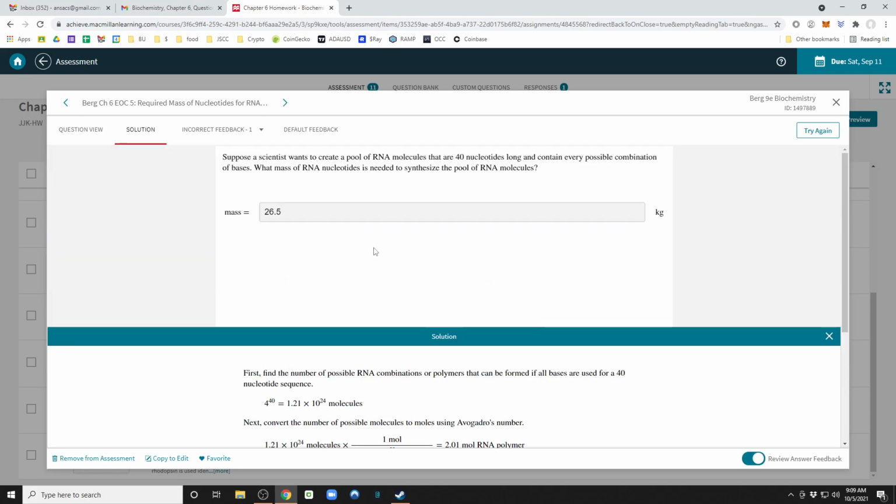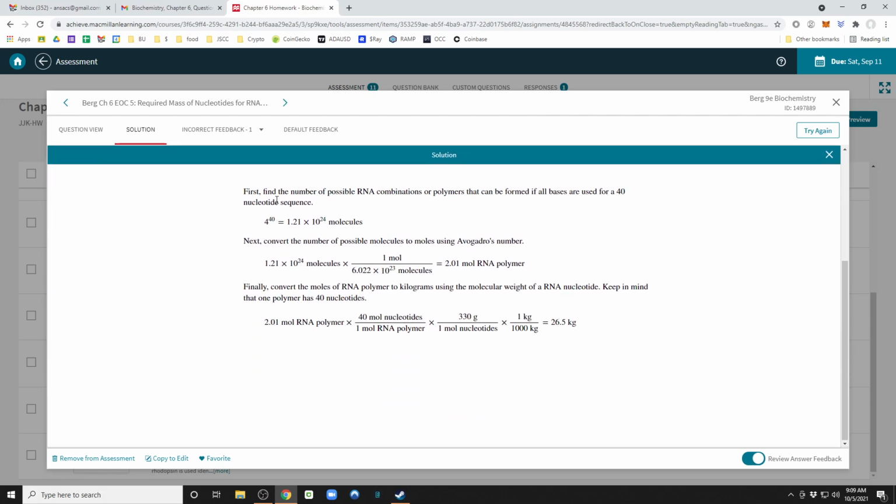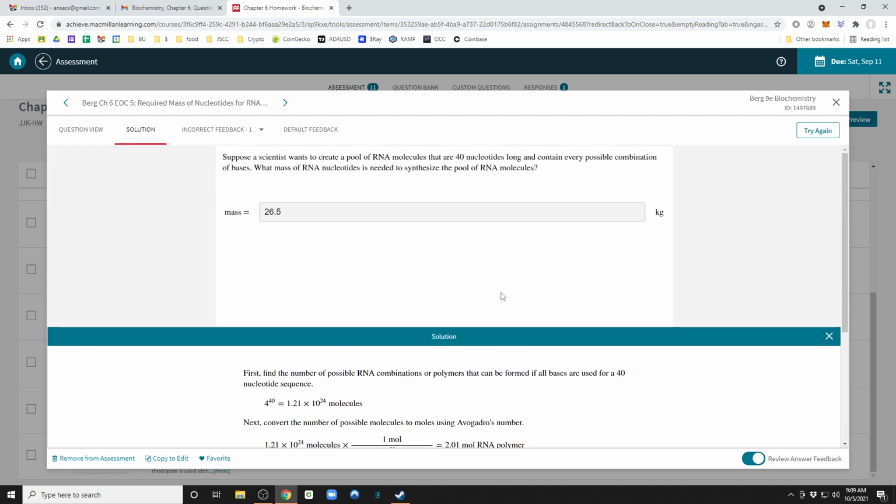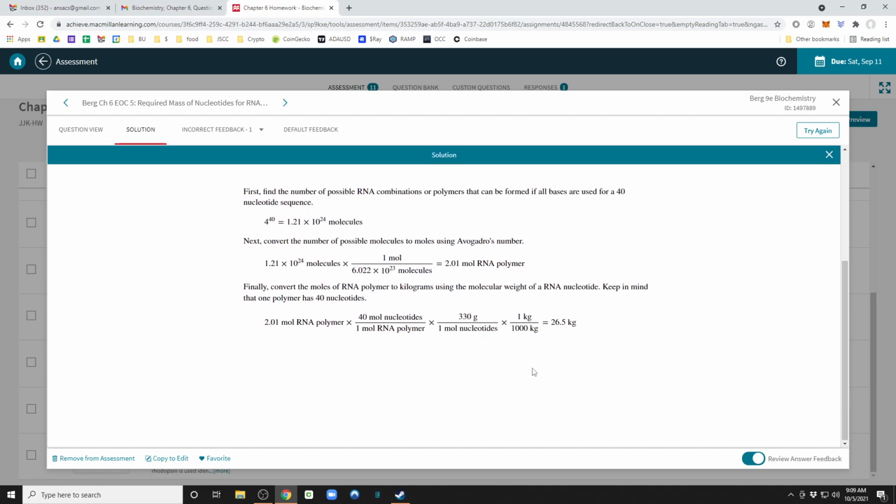Let me know if you have any questions or you didn't understand anything about this. It's actually a fairly straightforward problem. The two parts that typically bug people are the 4 to the 40th power, because they didn't pick up on that it's a 40 nucleotide long polymer that has every combination. So we have a pool that's every combination. So 4 different things that could be there, 4 to the 40th power, much like if you took heads and tails on a coin, it would be 2 to the whatever power.